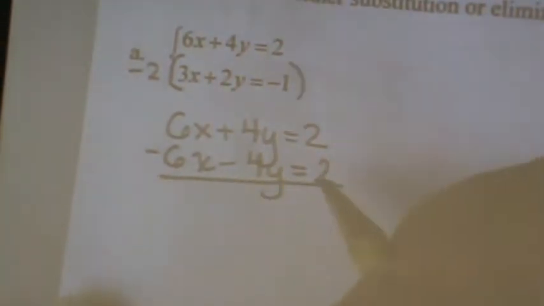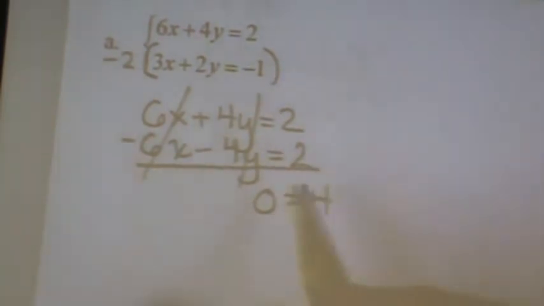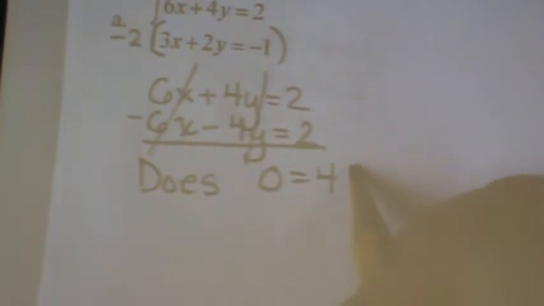Don't forget negative 2 times negative 1, which is 2. Okay, when I add these up, what happens? You get 4. What happens to the x's? Cancel out. They're gone. What happens to the y's? They're gone. And you get 0 equals 4. Does 0 equal 4? No. When something like this happens, this is a case of no solution.